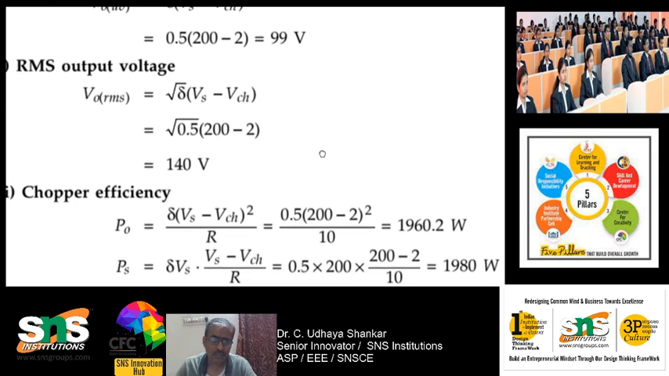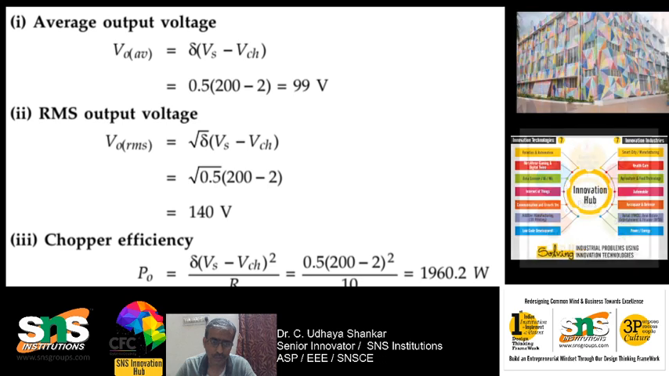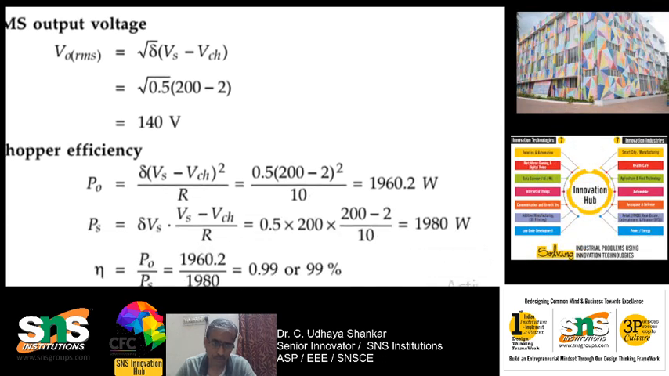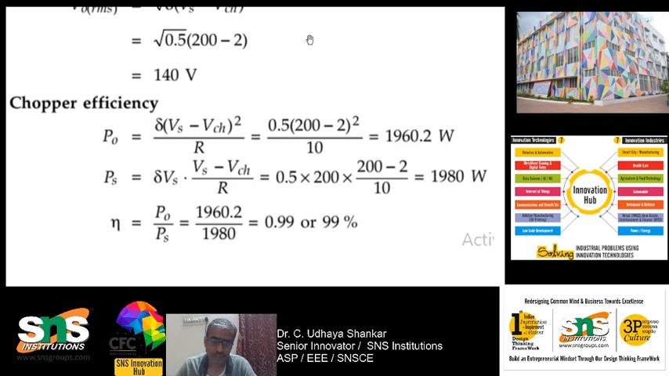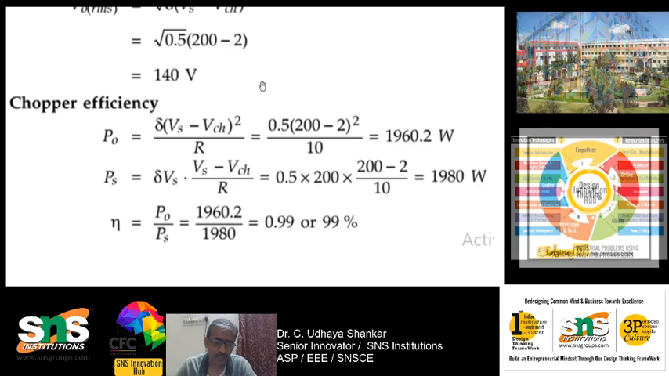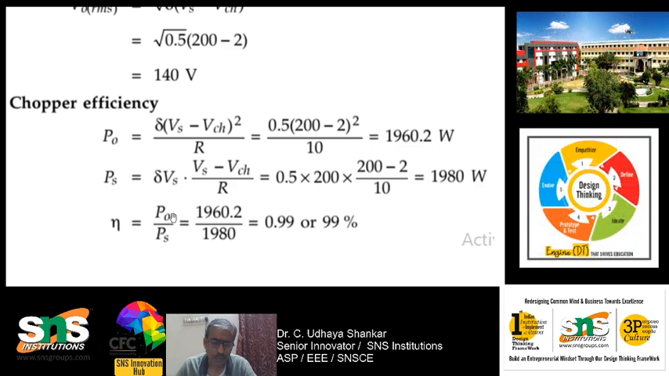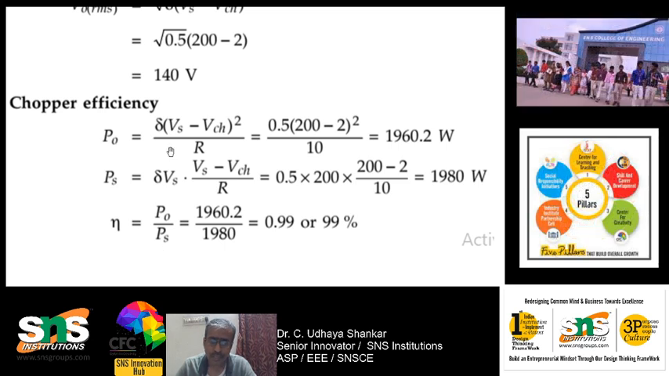You may ask whether this DC also has an RMS voltage, because it is changing with respect to time. So similarly, what is chopper efficiency? To find the efficiency, the formula is output power by input power. So what is output power actually? That is del into V square by R. You know that the output power is given by del into V square by R.